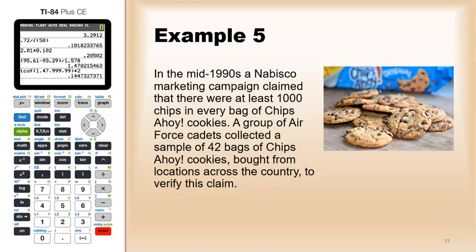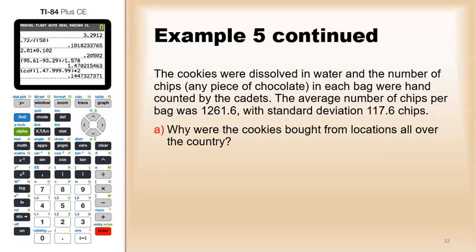In the mid-1990s, a Nabisco marketing campaign claimed that there were at least 1,000 chocolate chips in every bag of Chips Ahoy. A group of Air Force cadets collected a sample of 42 bags of Chips Ahoy cookies, bought from locations across the country to verify this claim. The cookies were dissolved in water, and the number of chips, any piece of chocolate in each bag, was hand-counted by the cadets. The average number of chips per bag was 1,261.6, with a standard deviation of 117.6 chips.